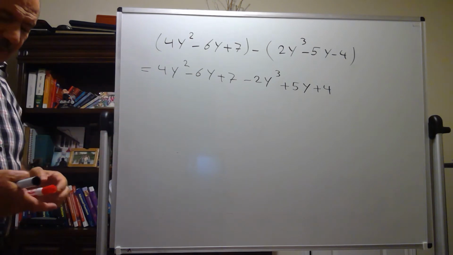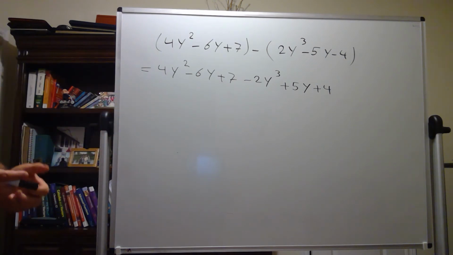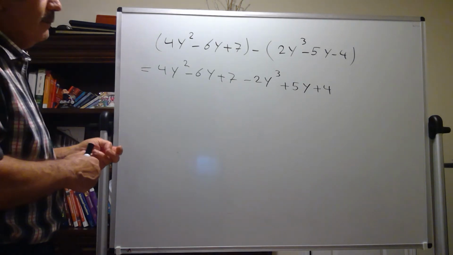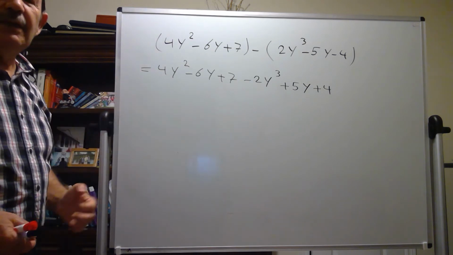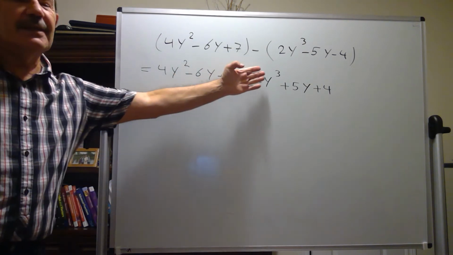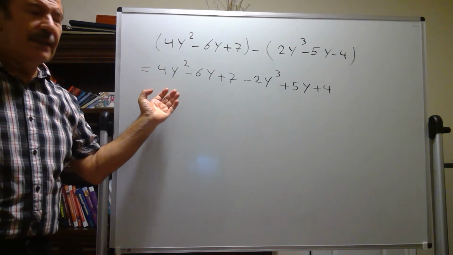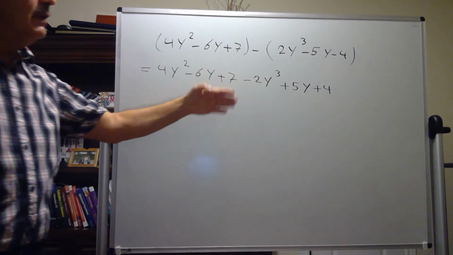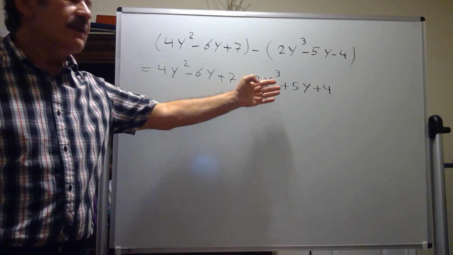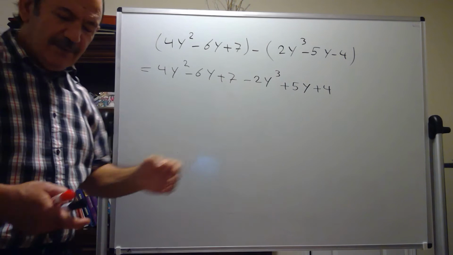Now, after removing the bracket, just simply add up the like terms. Look at this one. When we are writing a polynomial, it is recommended to arrange it from highest degree to lowest degree, or highest exponent to lowest exponent. Because this one, y to the power of 3, is the highest exponent, we write this one first.